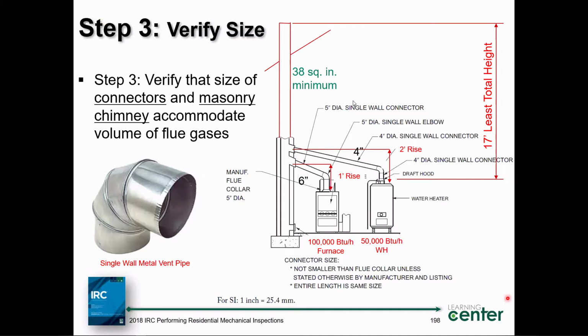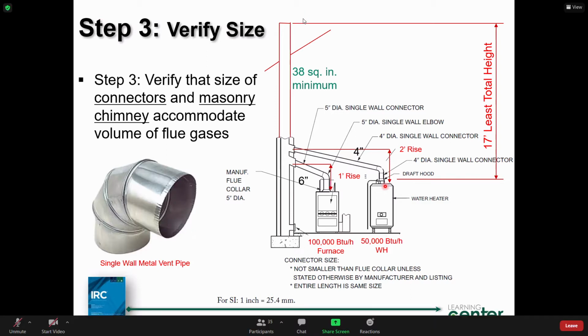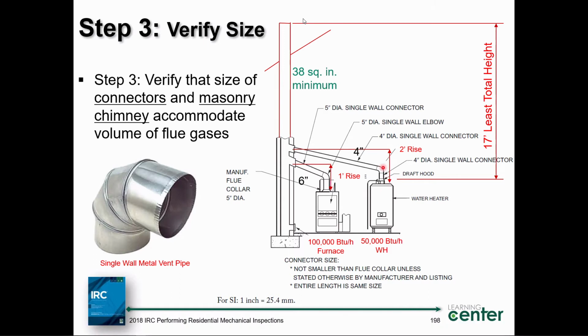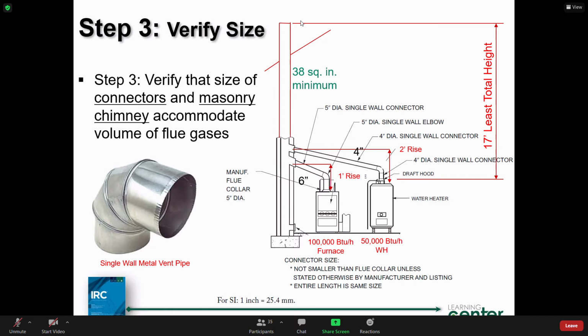The size of this water heater, that's a 4-inch single wall metal connector, right? I've got a 2-foot connector rise at 50,000 BTUs per hour. Is this naturally vented, or does this have a fan on top of it? It's natural. I don't see a fan. It's gravity. We call it naturally vented. So I'm looking for 50,000 BTUs with a 2-foot connector rise.